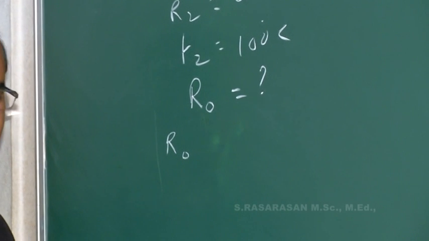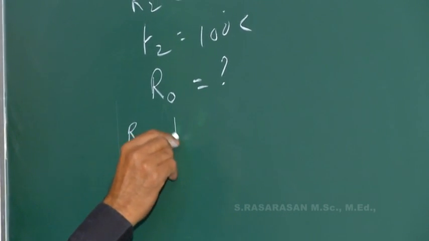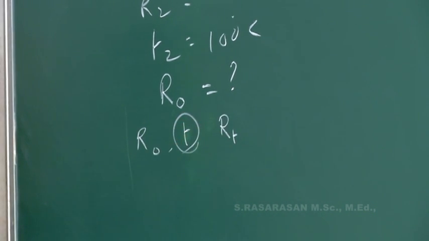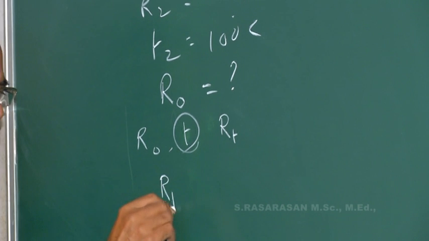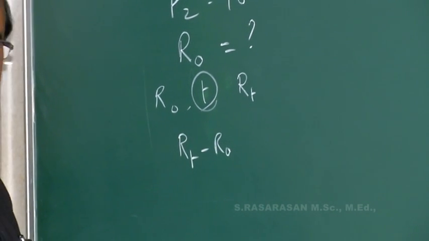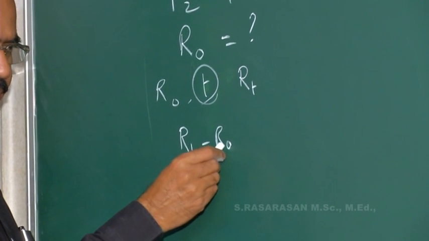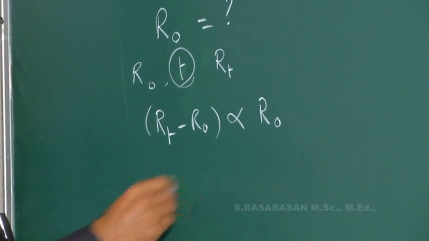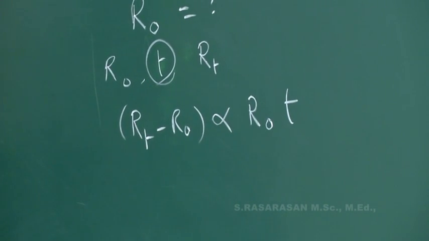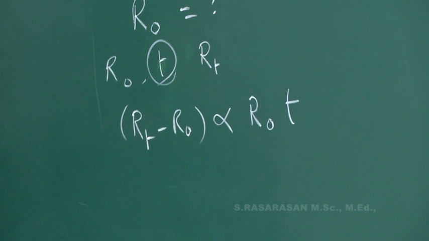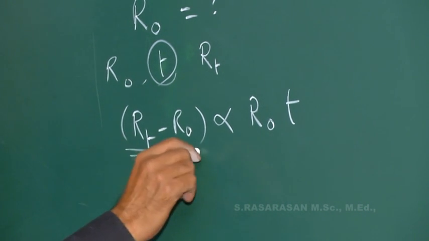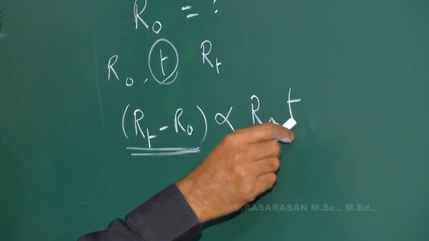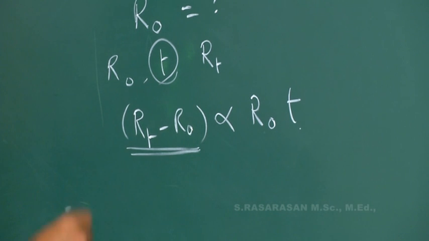Let R naught be the resistance at 0 degrees Celsius, and when temperature increases by T degrees Celsius, the resistance becomes RT. What is the increase in resistance? RT minus R naught. The change in resistance is directly proportional to resistance at 0 degrees Celsius and the rise in temperature. That is the basic fact. On what factors does the increase in resistance depend? One factor, resistance at 0 degree Celsius. Another factor, the rise in temperature.